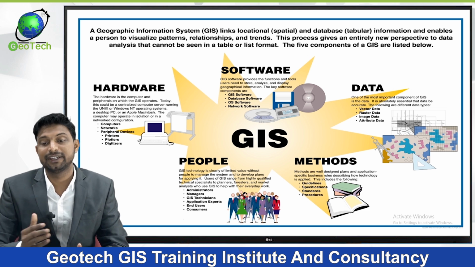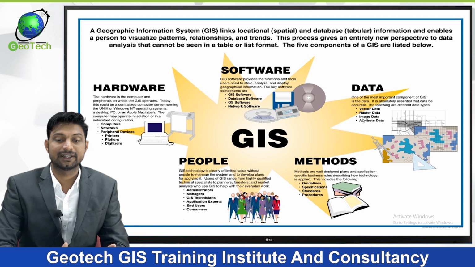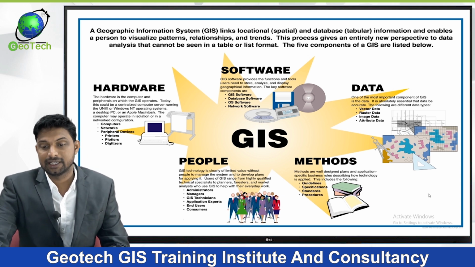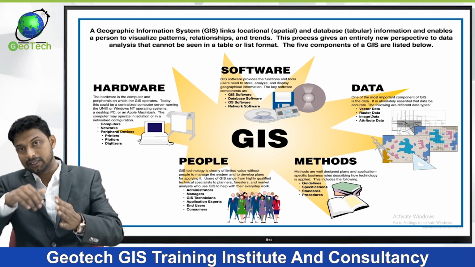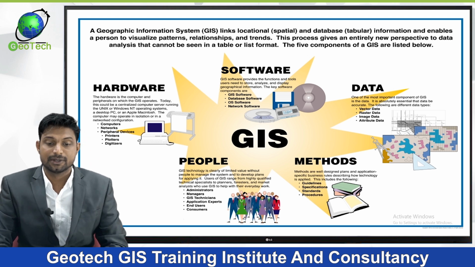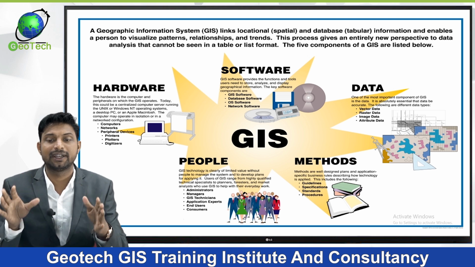After having software we need data. So we need vector data and raster data. What is vector data and what is raster data, we'll see. Then image data and attribute data we'll also see. So now we have hardware, software and data. Now we need some procedure, a method. What method do we need? We need to know how to use the data we have.